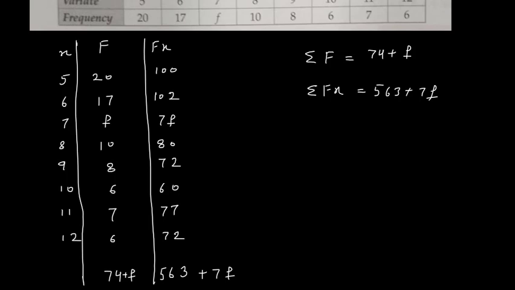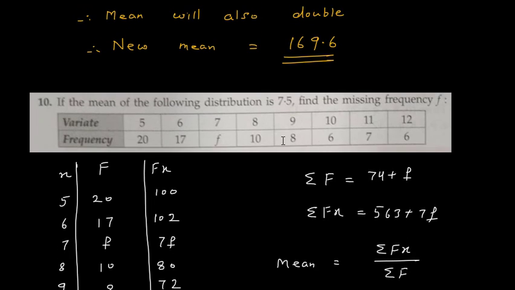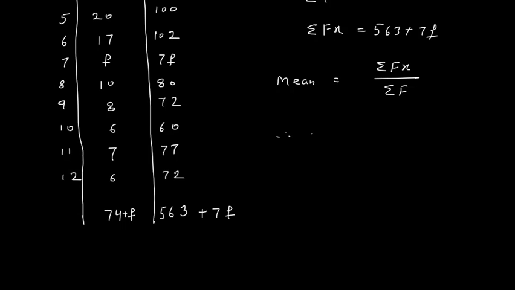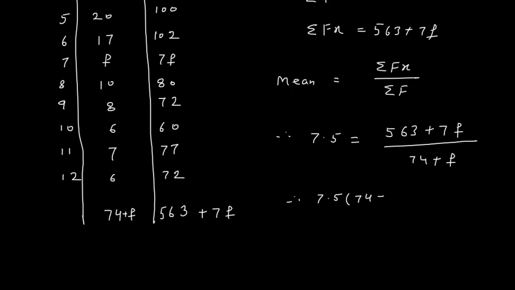Now we use the formula for mean. Mean is sum of this fx divided by sum of this f. So therefore now in our problem mean is mentioned, it is 7.5. So we say that 7.5 is equal to 563 plus 7f divided by 74 plus f. So therefore I will get 7.5 multiplied by 74 plus f is equal to 563 plus this 7f.